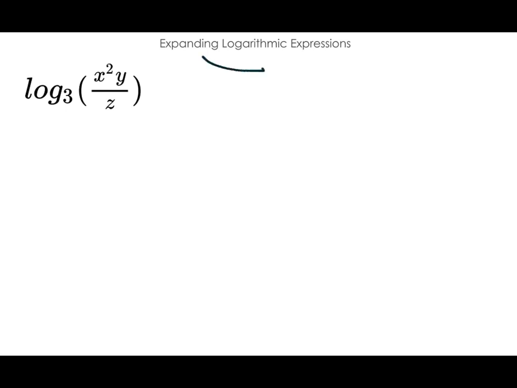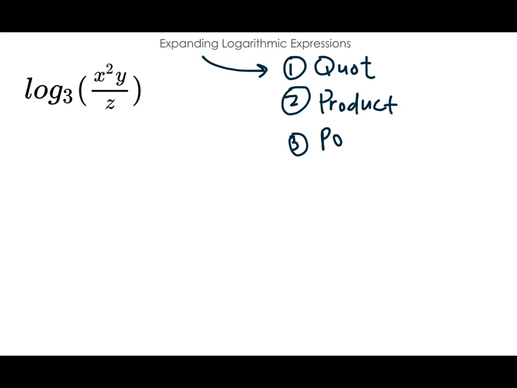When we are expanding, we're going to start with the quotient rule. That's what we're going to do first. Then we're going to do the product rule. Then we're going to do the power rule. Okay, we are going to strip every single problem down to just these three steps to make everything accessible. And I'm going to show you these three steps with an easy example first, and then we'll apply it to something more difficult. So right here I've got log base 3 of x squared times y divided by z.